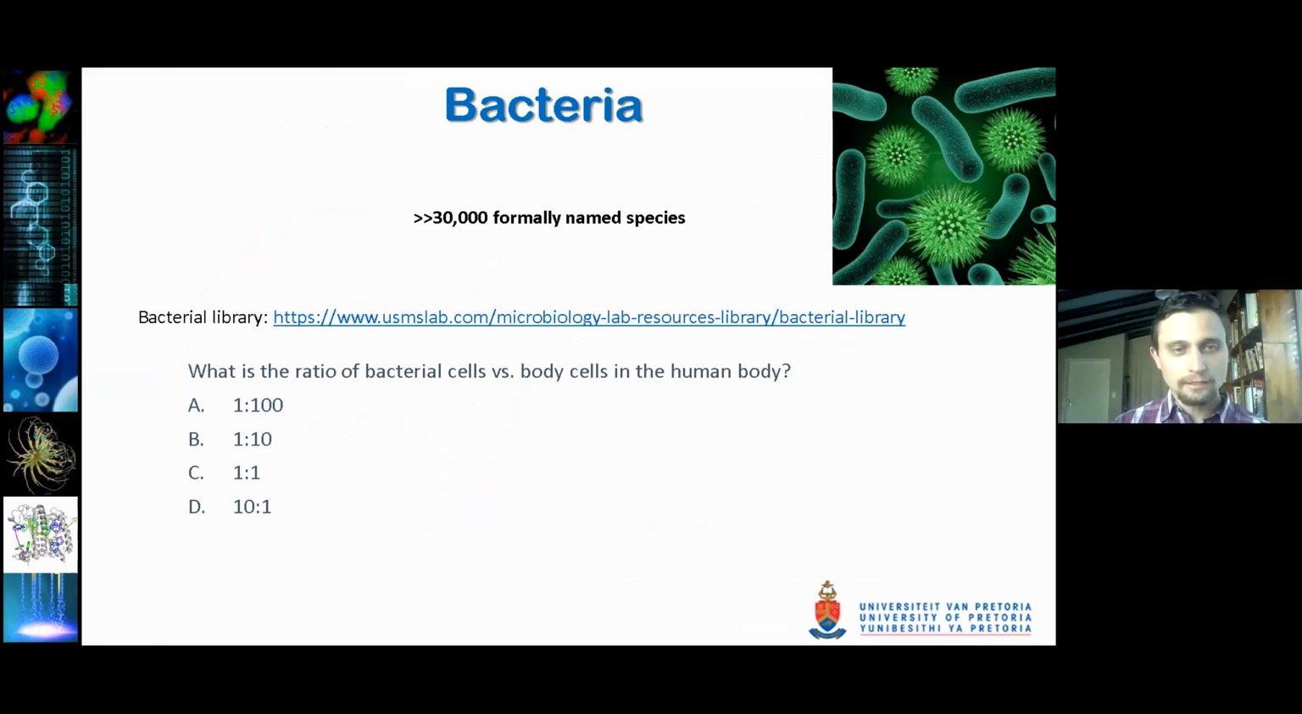And here I have a question for you. What is the ratio of bacterial cells to body cells in the human body? Okay, and I have given you here 4 options. You can write in the chat which one you guess is the correct answer. So is there 1 bacterial cell versus 100 body cells? It's a ratio 1 to 10, 1 to 1, 10 to 1.